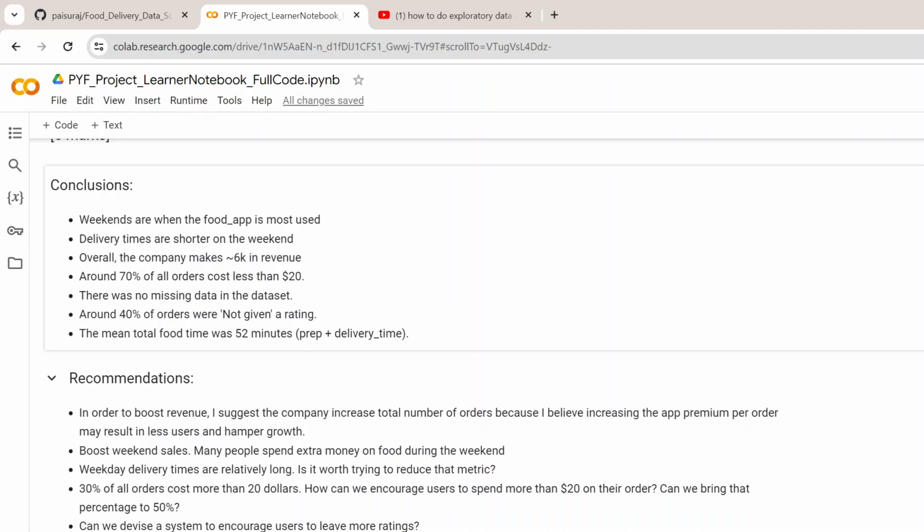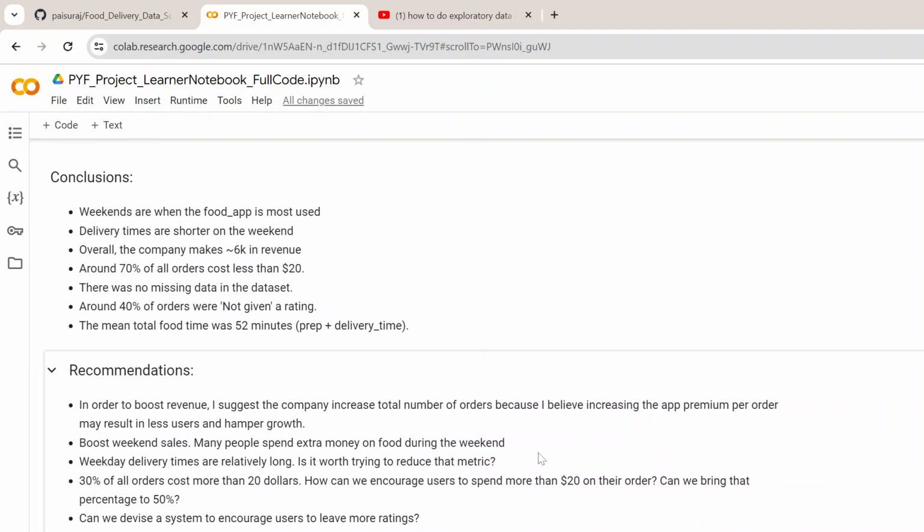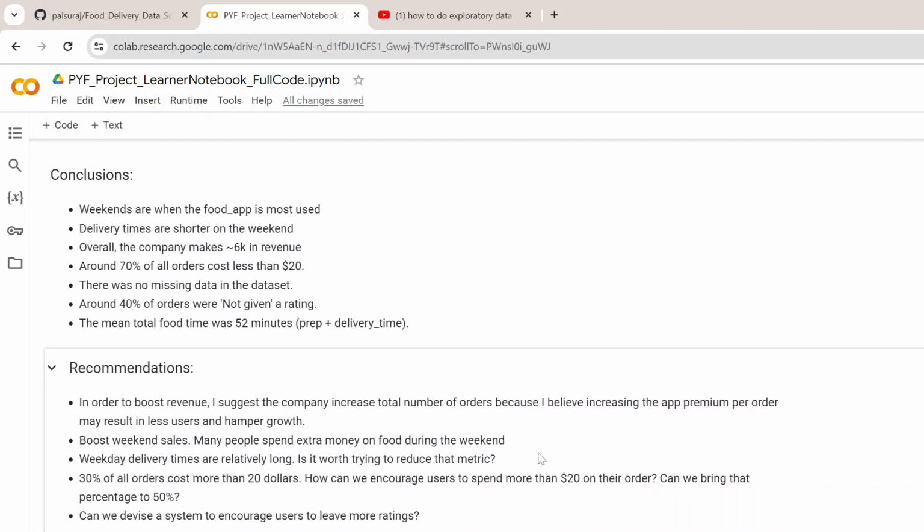Boost the weekend sales. We know that weekends are popular. It's the most used. So can we drive some incentives to boost those weekend sales, given that people are more likely to spend on the weekend? Additionally, it says weekday delivery times were long. Is it worth trying to reduce that metric? That is worth looking into, because we would be relying on Saturday and Sunday to make up most of our revenue. Is there a way we can increase the number of days that we get more revenue?